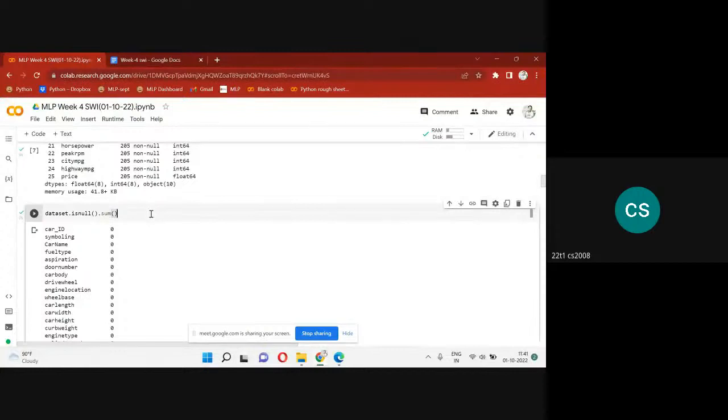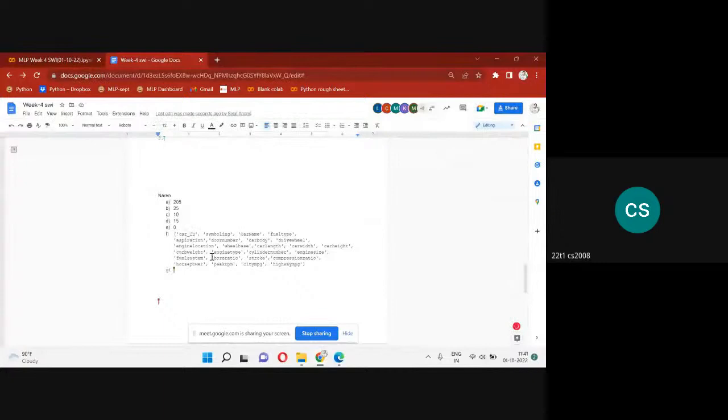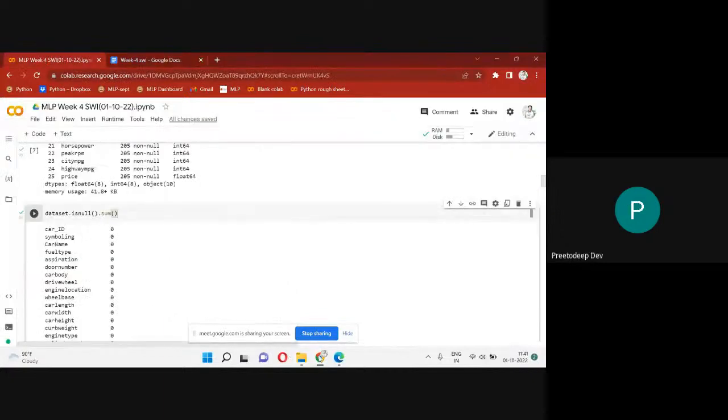If you would have null values, then you can use different techniques to impute them. Do you know what the different ways are to replace the null values?